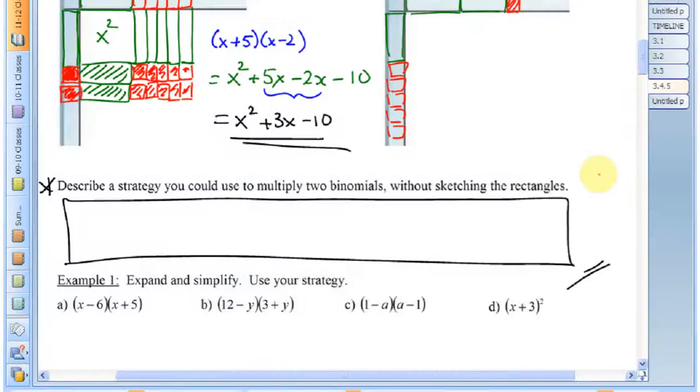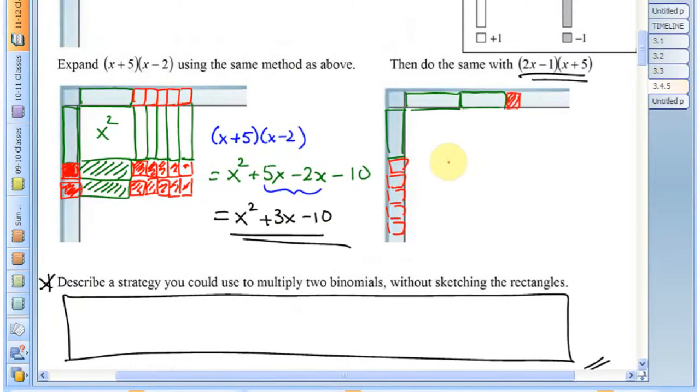So last day I asked you to do this question here, right? And I said to you, see if you can draw the picture to represent 2x minus 1. So 2x minus 1 was this thing up here. You see those two x's? And then a minus 1. And then we had an x plus 5, which was this part here.